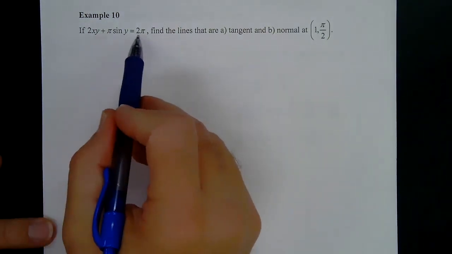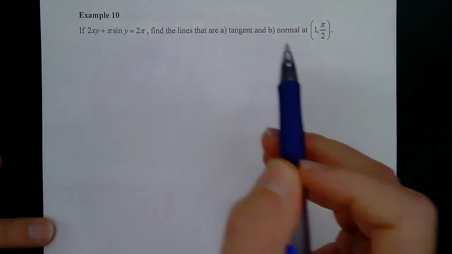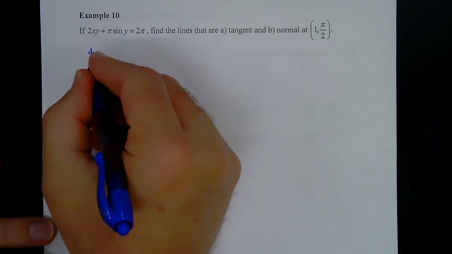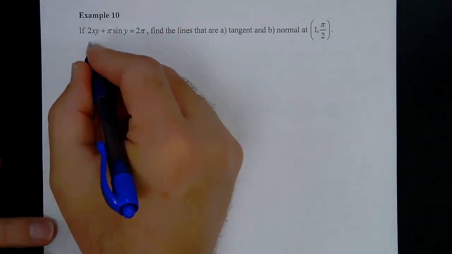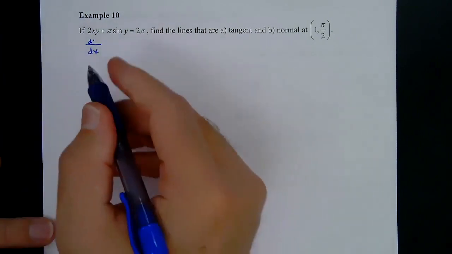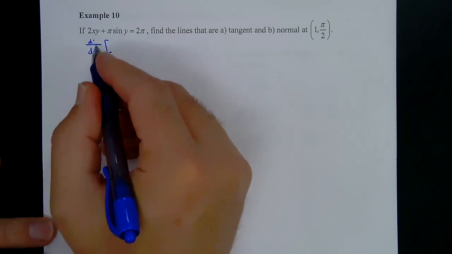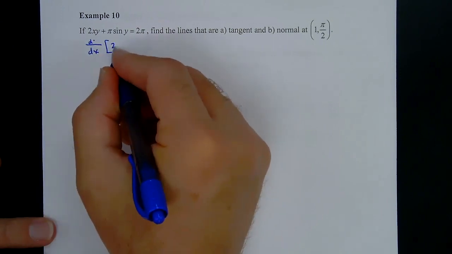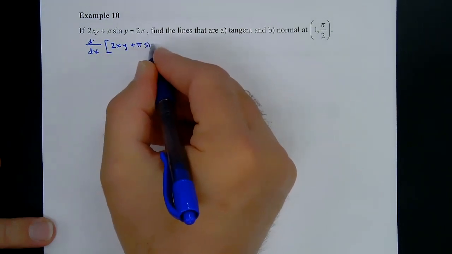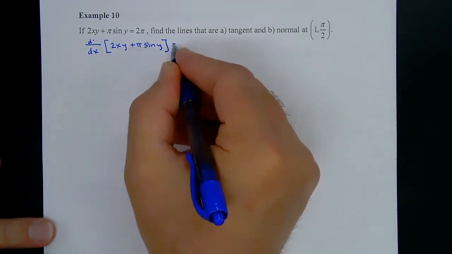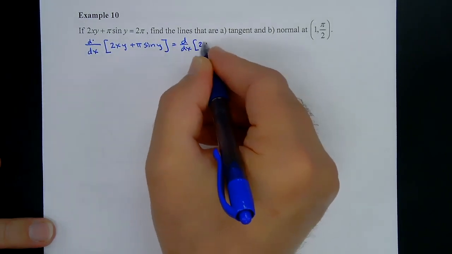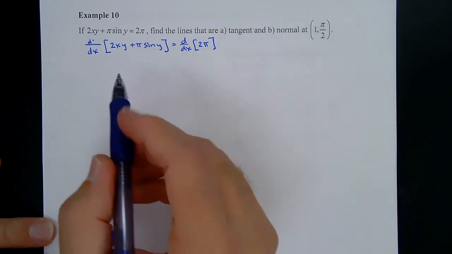All right, so here's a function with x and y. And what we need to do is take the derivative. I think I just said function. It's not necessarily a function. So d dx of 2xy plus pi sine of y is equal to d dx of 2 pi. This is going to allow me to get the dy over dx.